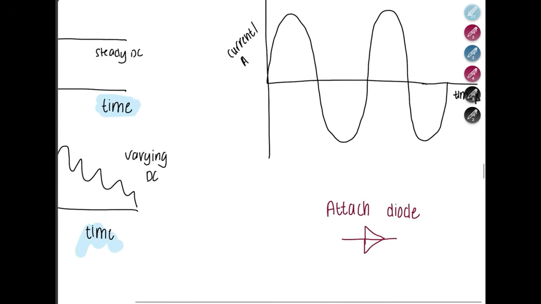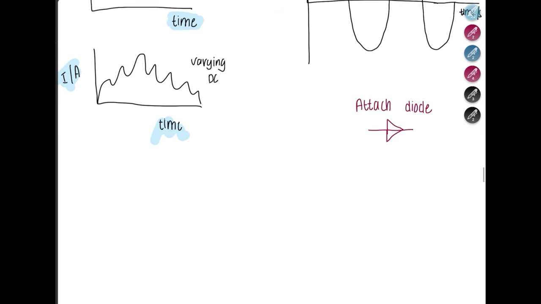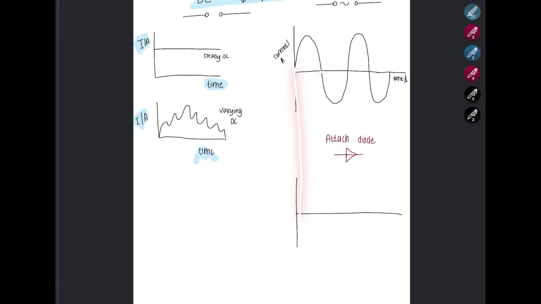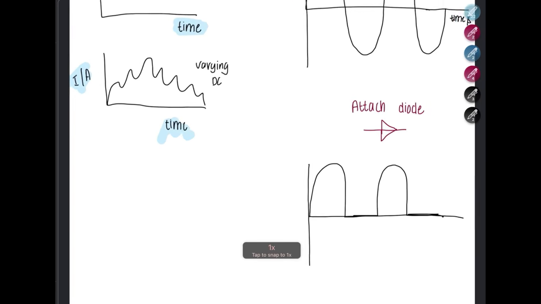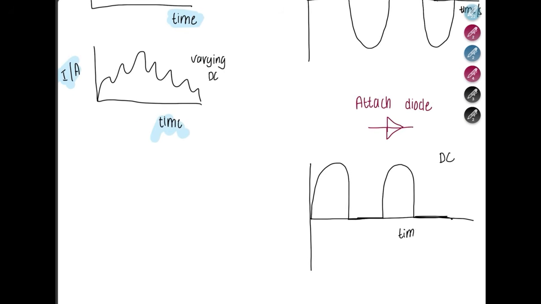What happens if we attach a diode? Remember, diode is supposed to rectify the current. It only allows the current to flow in one direction. Here to here, the current will be positive. And then in this region, the current will remain 0. And then again, in this region, we have a cycle again. And then finally, 0 again. This is the purpose of a diode. Diode converts AC into DC, because DC is direct current that only flows in one direction.